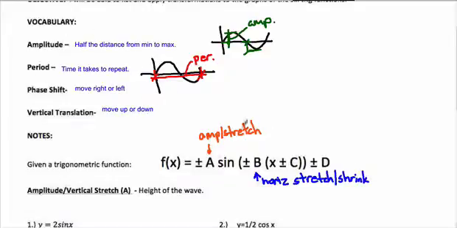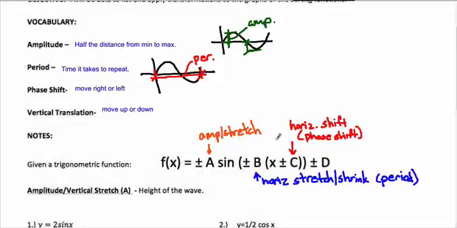Which is also known as the period, because if we stretch or shrink it, we're changing the period, or the time it takes for the function to repeat. And so we'll again look into that a little deeper in just a moment. And our C is going to give us our horizontal shift. With trig functions, we call that a phase shift.